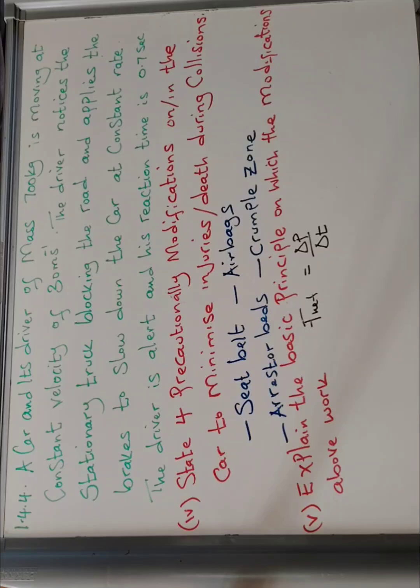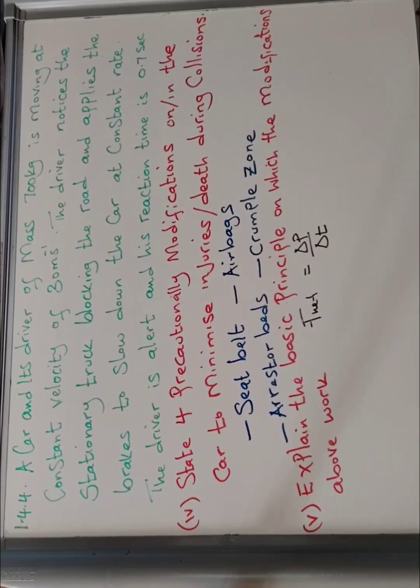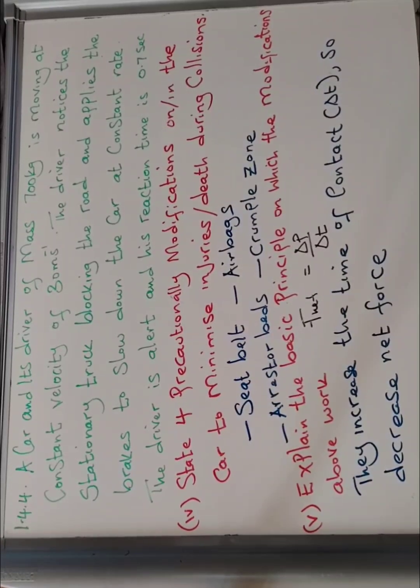And you have to know that all the injuries and most of the death, the cause is net force. The bigger the net force, the higher the chances of the person to become severely injured. So what do these things do? So this is what they do. They increase the time of contact and so decrease the net force. Net force and time are inversely proportional.